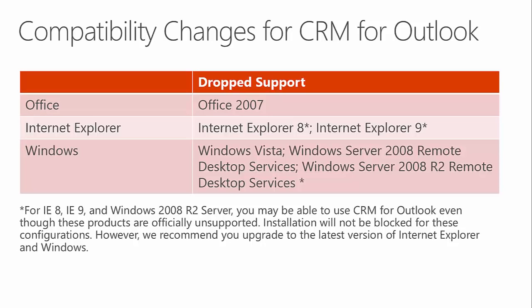You'll notice the asterisk next to a few of these up here, and that means that for Internet Explorer 8 and 9 and Windows Server 2008 R2, we're not going to actually block you during the installation from these. However, these are officially unsupported, and we recommend that you upgrade to the latest version of Internet Explorer and Windows Server in order to have the best experience with the CRM 2015 Outlook client.